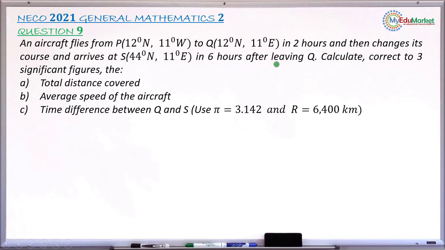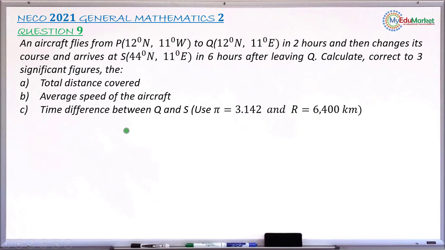So the question asks us to calculate, correct to 3 significant figures: A, the total distance covered; B, the average speed of the aircraft; and C, the time difference between location Q and location S. You are asked to use pi as 3.142 and the value of R, the radius of the Earth, as 6,400 kilometers.